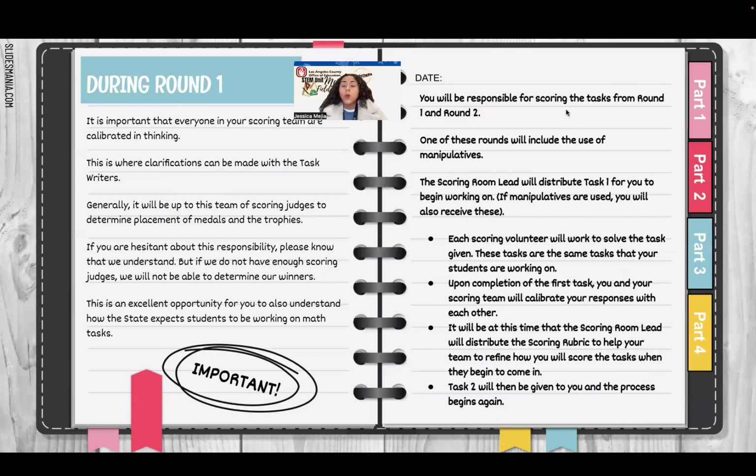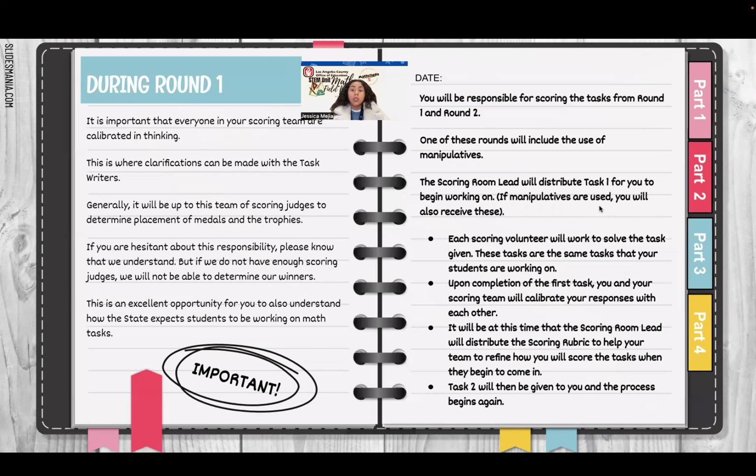All right, so you will be responsible for scoring tasks from round 1 and 2, so only the team competition tasks. There is one task per team where all of their work will be. So they'll have one solution key task per team. And so it's so important for students to be able to work as a team, right? And then one of these rounds will include manipulatives. If they do include manipulatives, we will be sharing those with you as well.